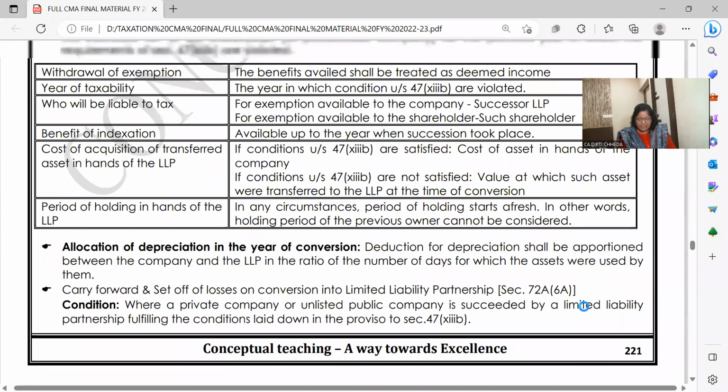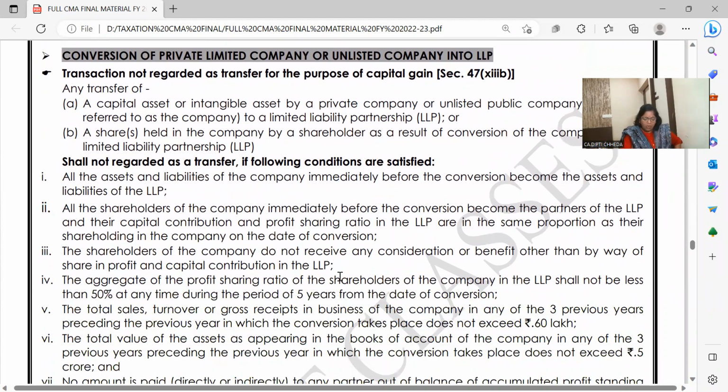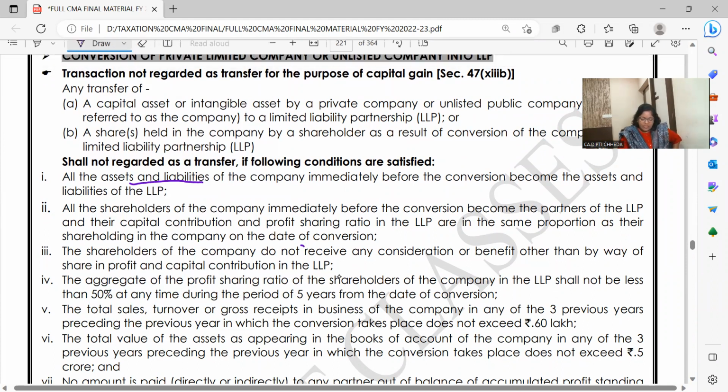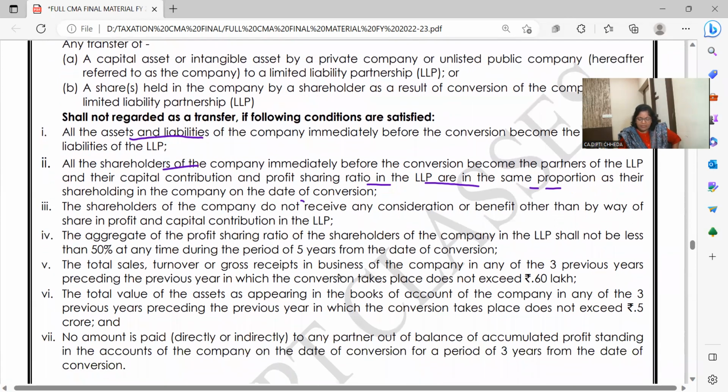If these conditions are not satisfied, look at the screen. Conversion of a private company into LLP. I told you many times they ask theory questions that if the companies are converted, what are the conditions? So what is the first condition? All the assets and liabilities should be transferred. Shareholders should agree. All the shareholders before conversion become partners, and the PSR in the LLP is the same as the ratio in which they are holding the shares. Shareholders of the company do not receive any consideration or benefit other than by way of shares. Aggregate of the PSR in the LLP shall not be less than 50% for 5 years.